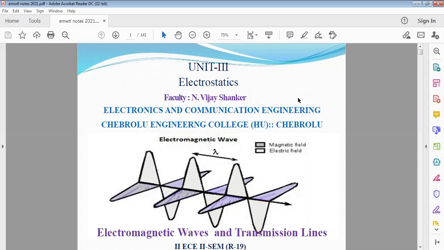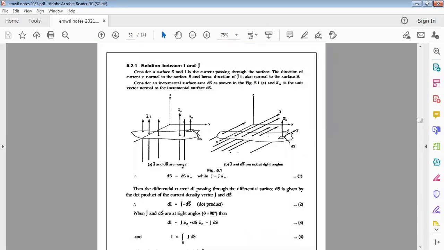Today, we are going to discuss the relation between the current and current density in the third unit of electrostatics. We know that I is equal to the integral of J bar dot ds bar.